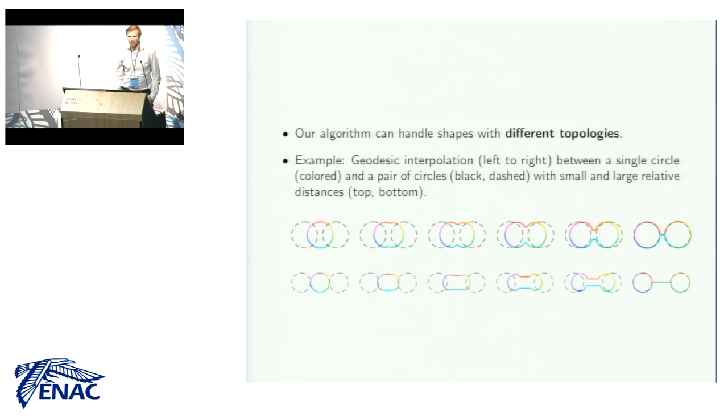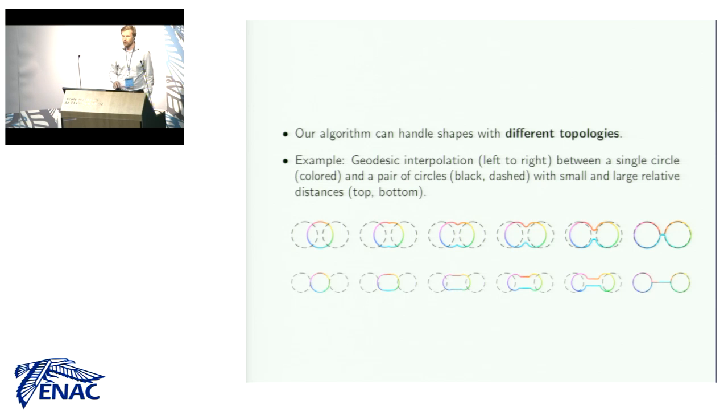To underline this by an example, I would like to show you here this geodesic interpolation between a single sphere and two spheres. This freedom of dealing with different topologies is made possible by the fact that varifold distances, which is like our data attachment term that we're using in the algorithm, can deal with differing topologies, and so our algorithm inherits these benefits.